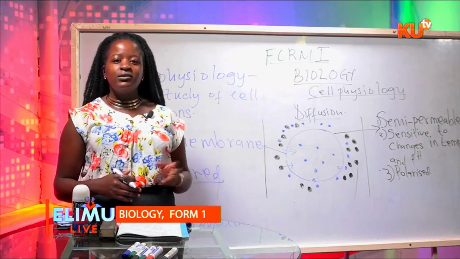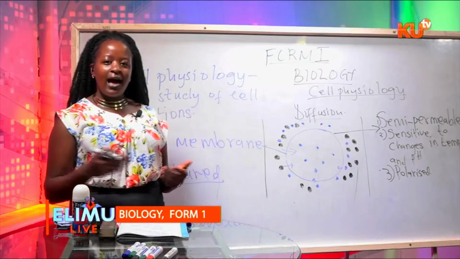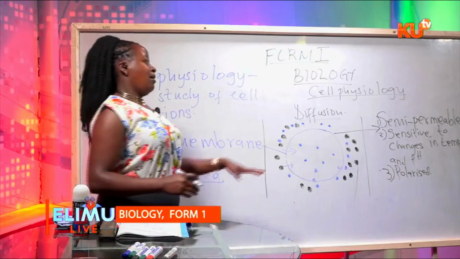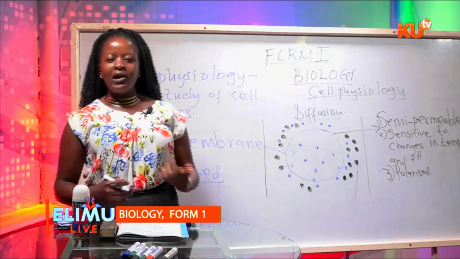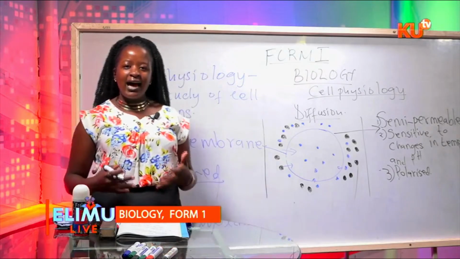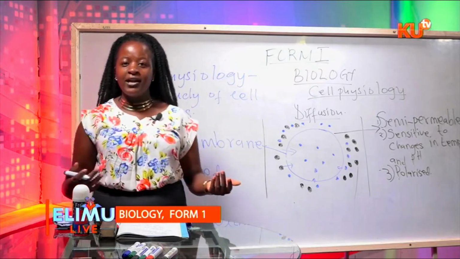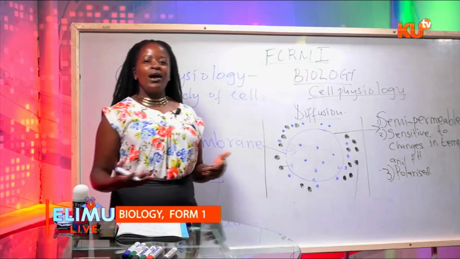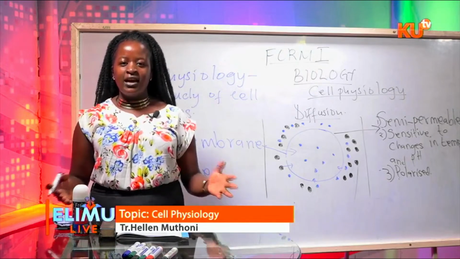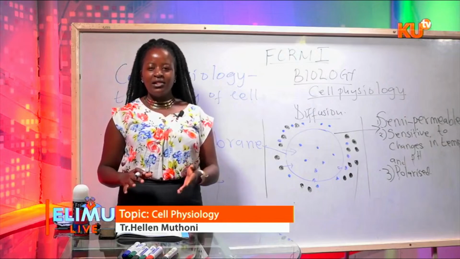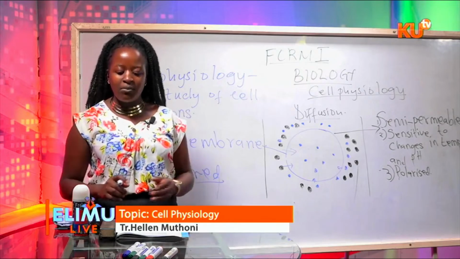allow materials to get into the cell, and it cannot be able to allow materials to get out of the cell. The last property of the cell membrane is that it is polarized. Polarized means that it has electric charges. The outer part of the cell membrane has positive charges, while the inner part of the cell membrane has negative charges. Now, all these charges enable that particular cell membrane to detect changes in its environment.